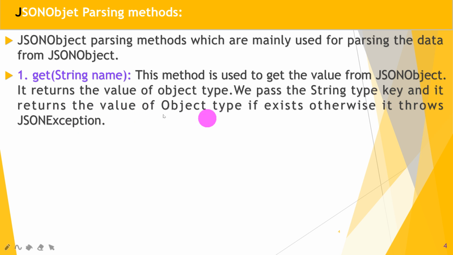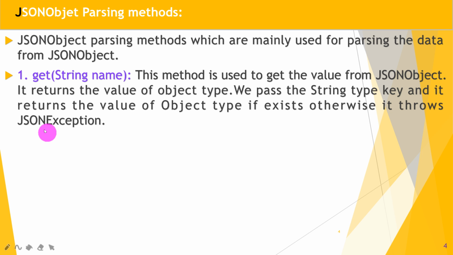So here we have to pass a key and it returns the respective value of that key which is stored in the JSON object. Great. And if it exists, otherwise it throws JSON exception. So always when we call these methods of JSON object, that is get, we use try catch block because most of the time it raises the exception.